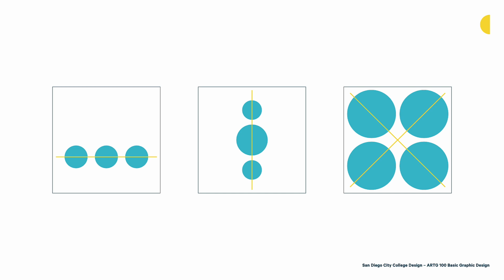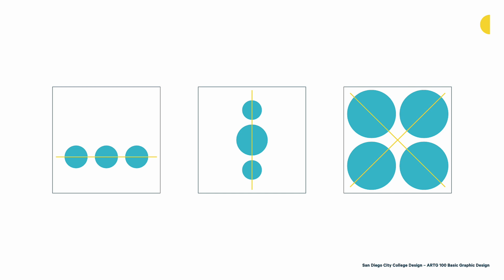These are all using points where we have some symmetry. So you'll notice on the left, there's a symmetrical line running through horizontally of those three circles. In the middle, we have one that's running actually vertically. We have a little bit of scale variation in those as well. And then on the right, we have one that's symmetrical on a diagonal axis. So these are different ways that we create symmetry.